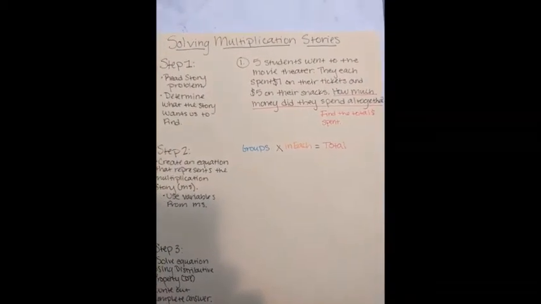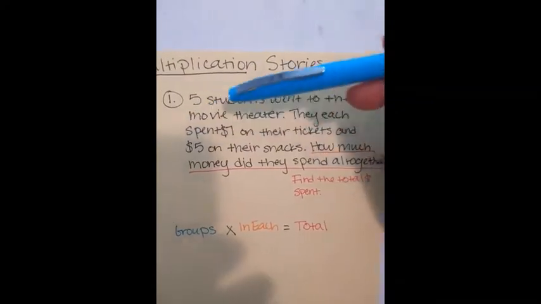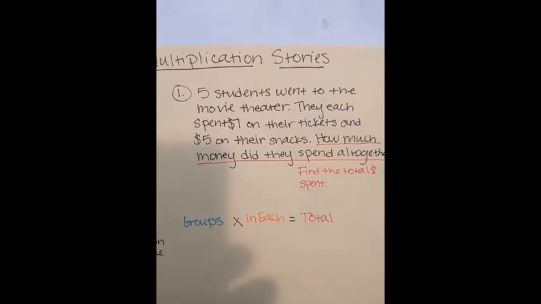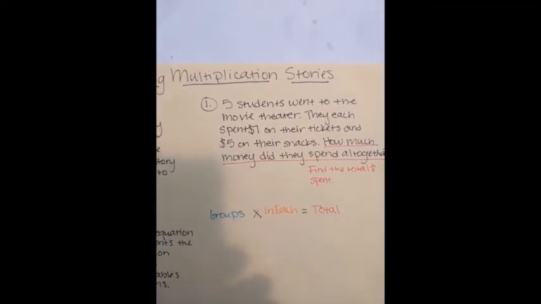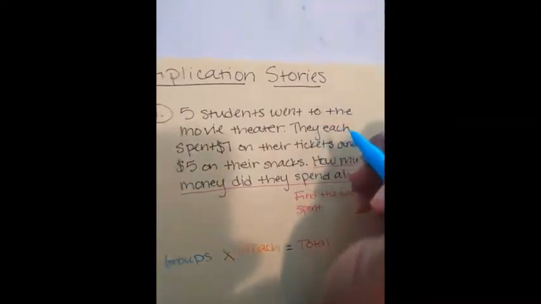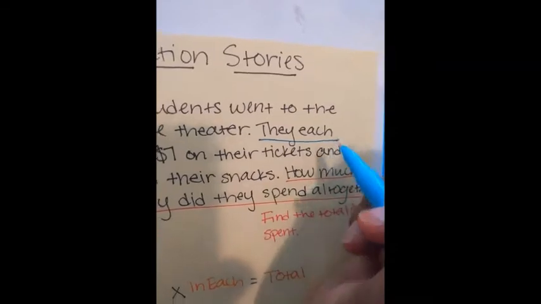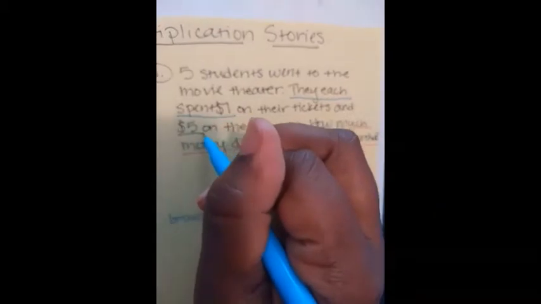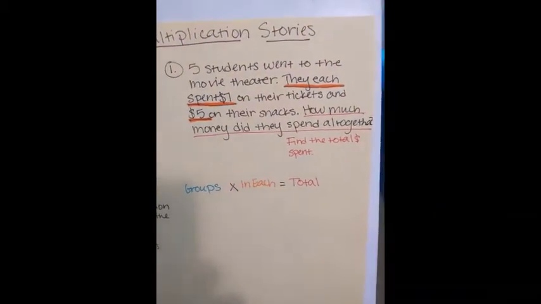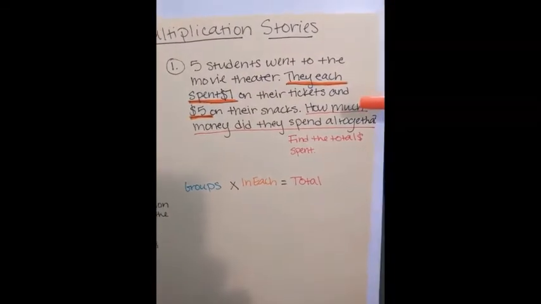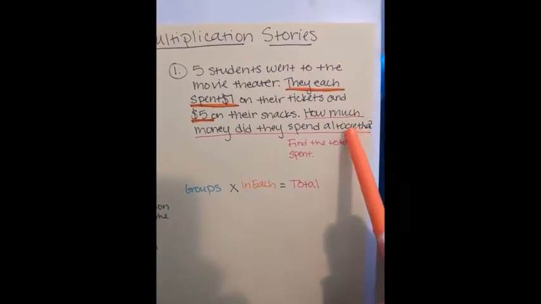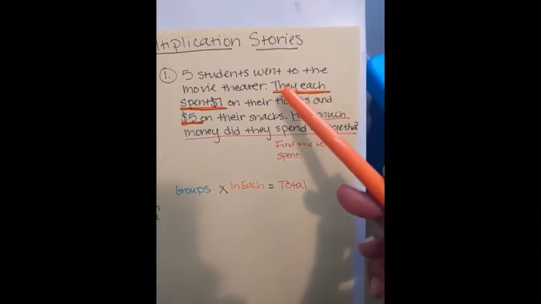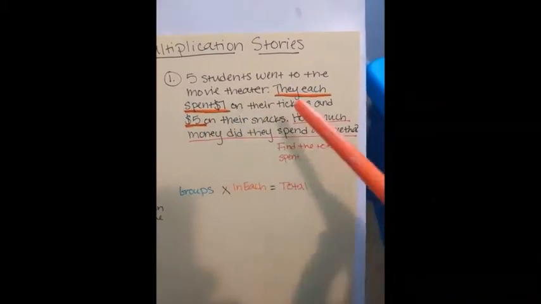In our multiplication story today, it says they each spent $7 on their tickets and $5 on their snacks. This sentence is giving us our in each. So, we want to highlight that information because it is very important. They each spent $7 on their tickets and $5 on their snacks. The in each is important information because the question is asking us to find the total that is spent all together amongst the friends. So we have to know how much each person spent on their food altogether.